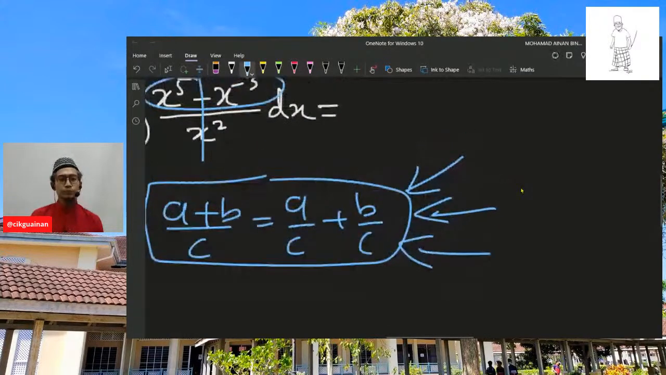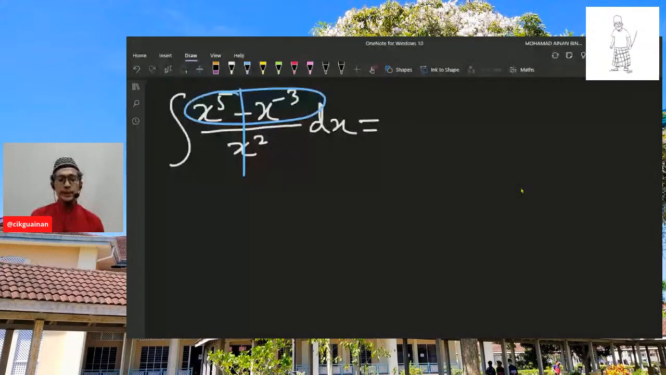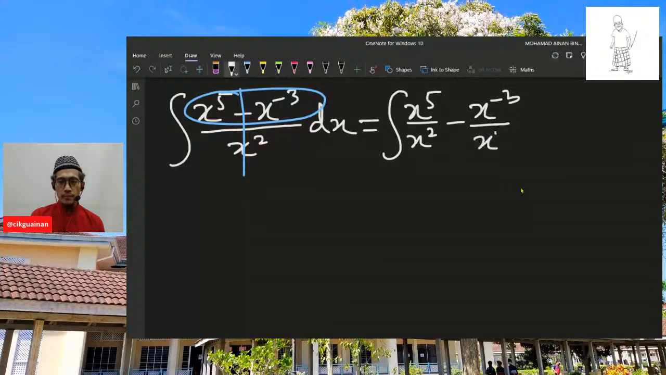Now, then I forget what to do. Okay, this one. So we split them into two to get x power of 5 over x squared minus x minus 3 power minus 3 over x power 2 with respect to x.